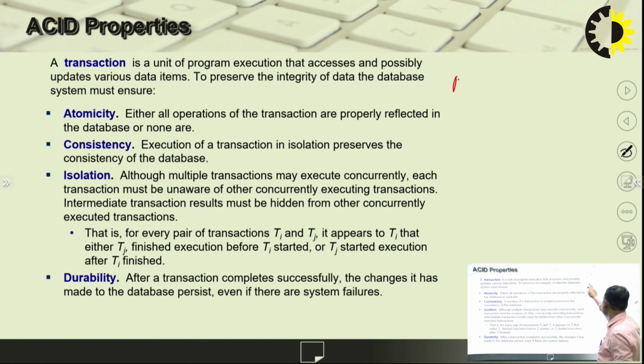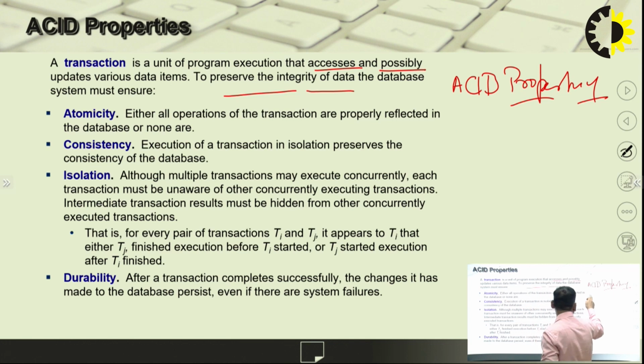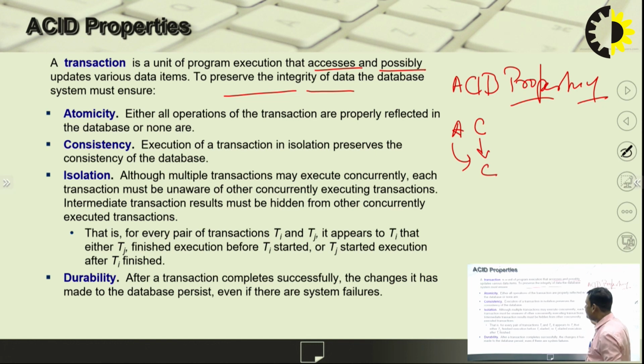ACID property. The ACID property is a transaction property. A transaction is a unit of program that accesses and possibly updates various data items; to preserve the integrity of the database, these properties must be ensured. A stands for atomicity, C for consistency, I for isolation, and D stands for durability of the transaction.